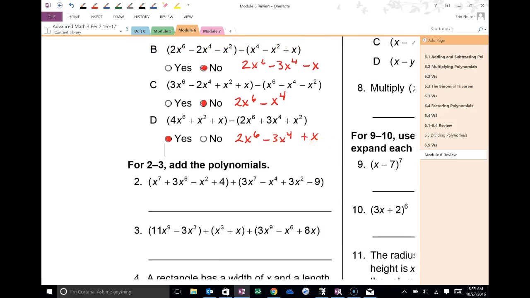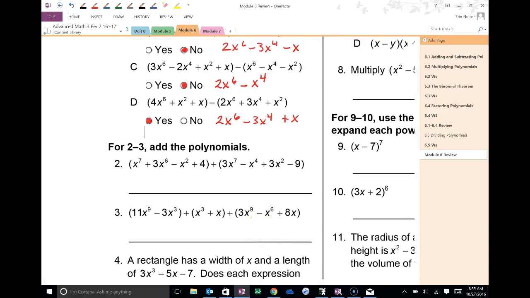Okay, so number 2. How many x to the 7th do I have? 4. How many x to the 6th? 3 x to the 6th. How many x to the 5th? 0. Do you see how I counted it though? When you get a lot of terms like that, you want to make sure you count every term. There's no x to the 5th.